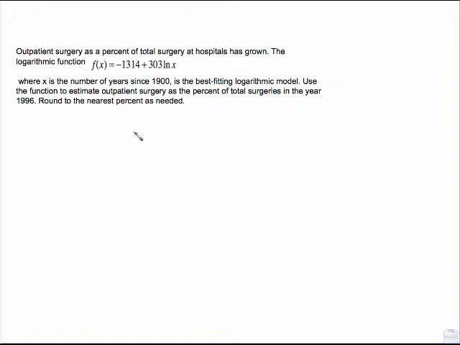Last thing here is a word problem. I know sometimes you look at word problems, especially function word problems, and you get confused, but read this through. Outpatient surgery as a percent of total surgery at hospitals has grown. This is the logarithm function where x is the number of years since 1900. It wants us to use this function to estimate outpatient surgery as the percent of total surgeries. What that is saying is they want us to find f of x.